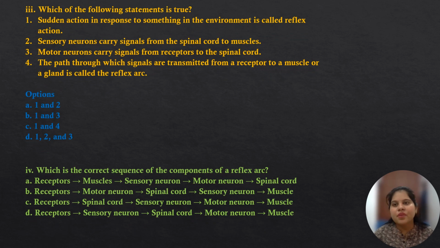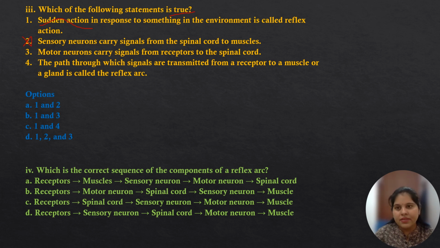Next question, which of the following statements is true? You have to tell the true statement. First is, sudden actions in response to something in the environment is called reflex action. Yes, reflex actions are the sudden actions. Okay. Second statement is, sensory neuron carries signal from spinal cord to muscles. No, this is the wrong statement. Sensory neuron carries signal from the receptor to the spinal cord.